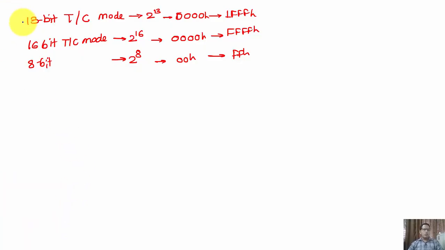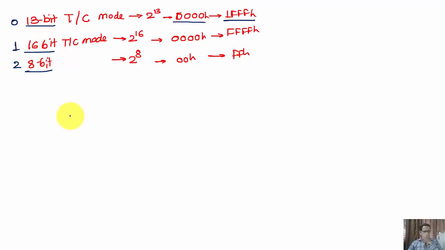If I configure the timers, either timer 0 or timer 1, in mode 0, then I am utilizing 13 bits. In mode 1, I am using all 16 bits. In mode 2, I am using only 8 bits. So the range for mode 0 is 0000 to 1FFFH.